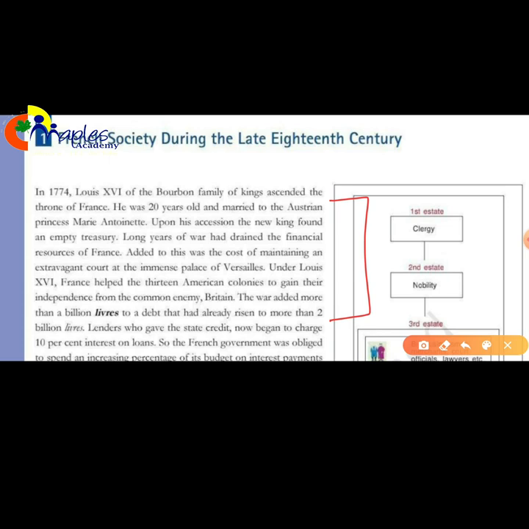France and Britain were big enemies at the time. Britain had occupied 13 American colonies, and France helped America to get independence from Britain. So France lost much money in those wars, and this was done by France only to humiliate Britain. And the result was that France's debt rose to more than 2 billion livres.